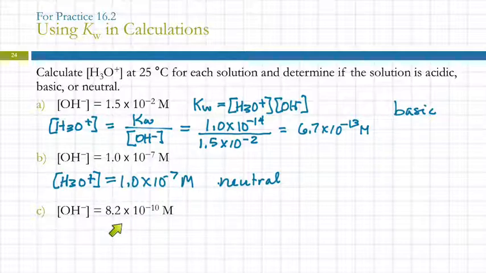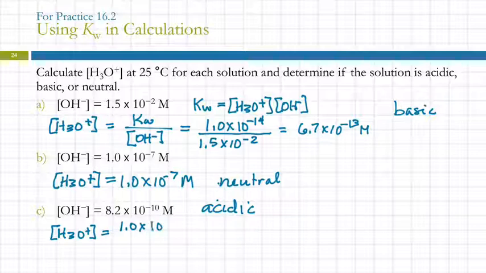And then this one down here, let's predict acidic, basic, or neutral just looking at the hydroxide ion concentration. So what we're looking at, is this larger or smaller than 10 to the minus 7? It's smaller. This is a lower concentration than in a neutral solution, and so this must be acidic. So this is acidic, and let's calculate. So the hydronium ion concentration is Kw divided by the hydroxide ion concentration.